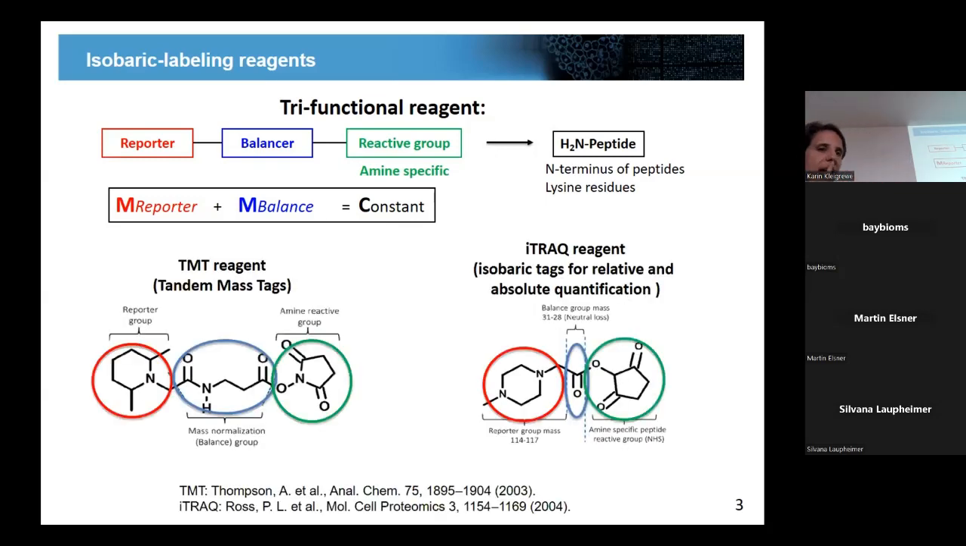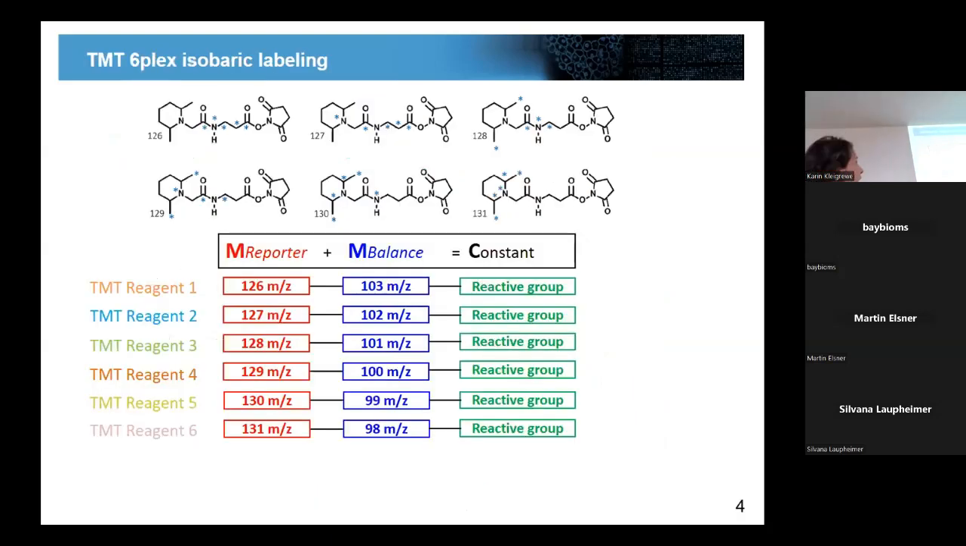There are two commercially available substances you can buy on the market. One is called TMT reagent, the other iTRAQ reagent. You can see here their chemical structure. They are very related. We have the reporter group, balancer group, and this amine reactive group. This TMT reagent is the most successful one on the market. They make more different versions of it, and it's commercialized by Thermo, a company very popular in proteomics, and this is what most people work with. Also, Flo has used TMT labeling tags. So here you see how they look like.